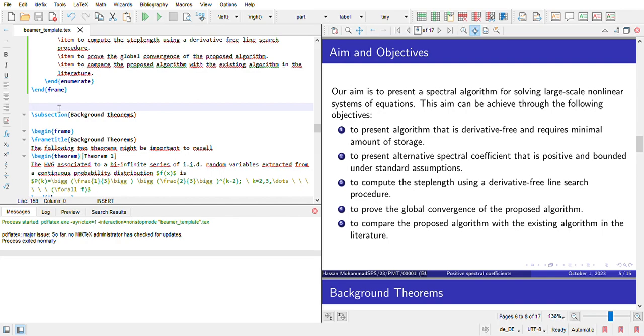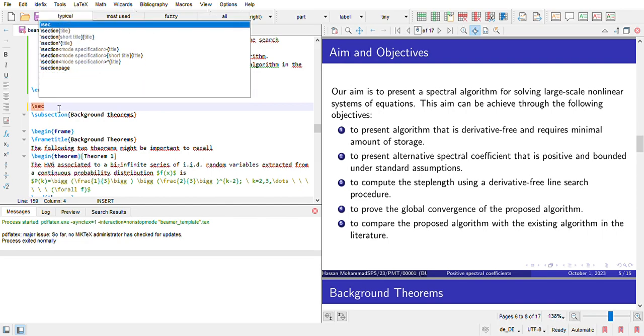So I think we have now finished with the section motivation. The next section is the main work, so I will create a new section which I will call main work.